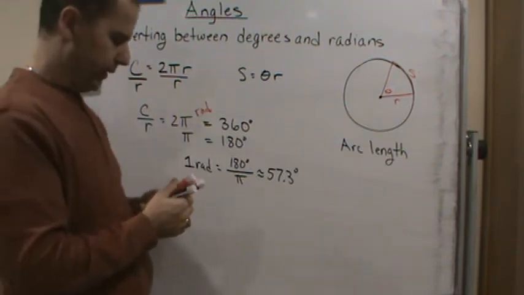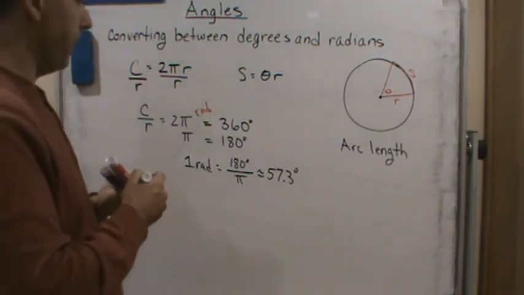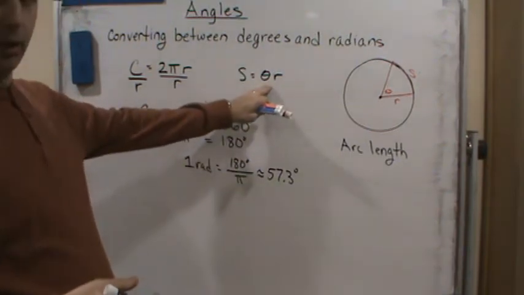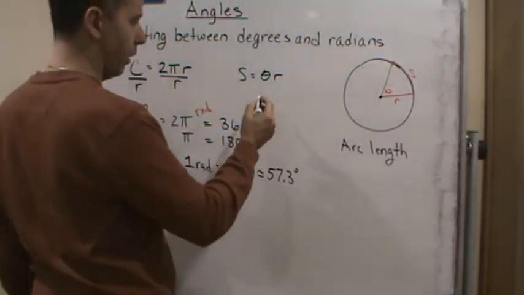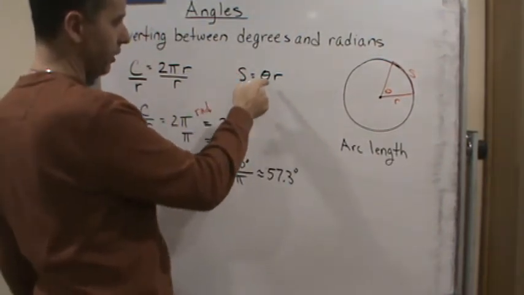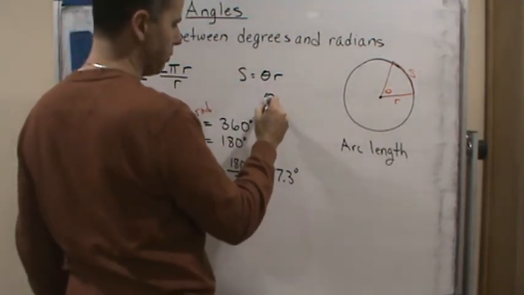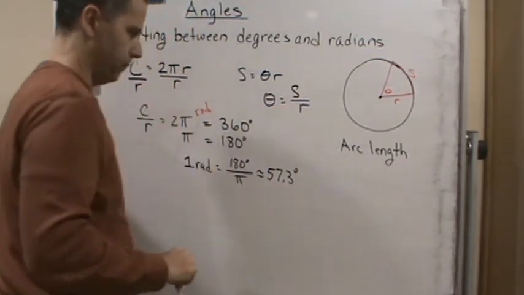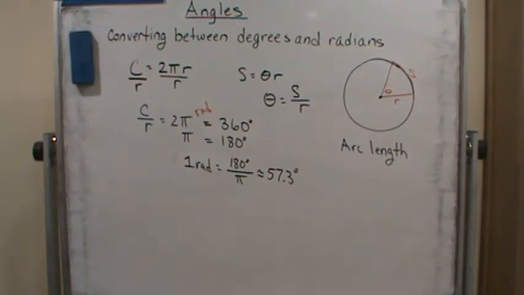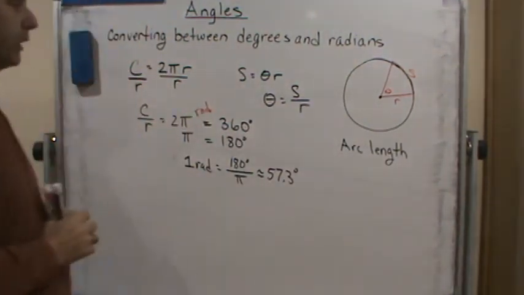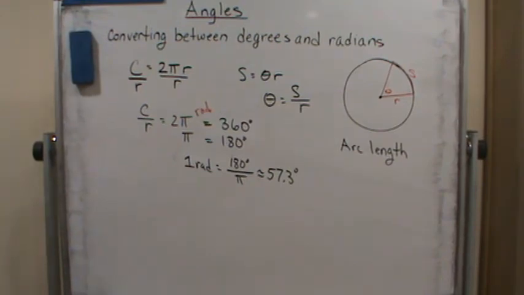But here's the point. I can show that the radian measure of the central angle is also a ratio of this arc length with the radius. So I can measure theta as the ratio of the arc length and the radius. And again, this is constant, regardless of the radius length.